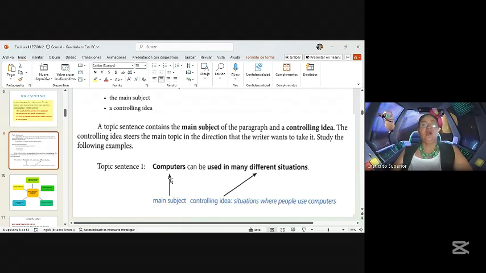Another topic sentence may be, computers were created in 1940 by fulanito de tal. What is my topic? Computers. What is the controlling idea? The creation of the computers, or maybe the history of the computers. Another maybe, computers are useful in accounting. What is my topic? Computers. What is the controlling idea? The use of computers in accounting. So even in the three examples I gave you, the topic is the same, computers, but the controlling idea is different because I'm going to talk about computers in different ways. The topic is one thing and the idea I'm going to develop is another thing.